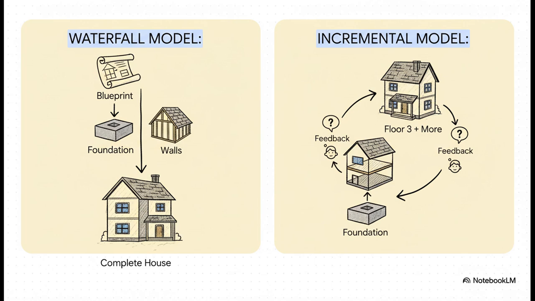On one hand, you have the waterfall model. It's super rigid, very linear. You do all the planning, then you do all the designing, and then you do all the coding, one step after the other. But then you have the incremental model, which is way more flexible. You build and deliver the app piece by piece.